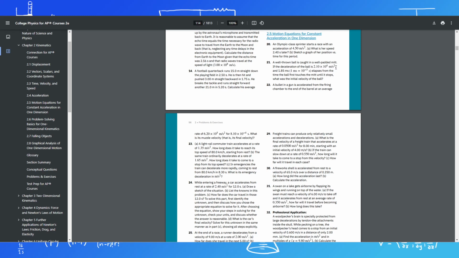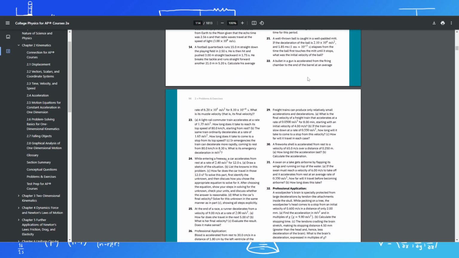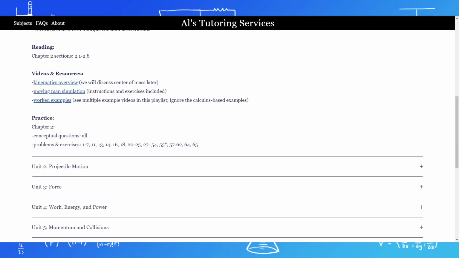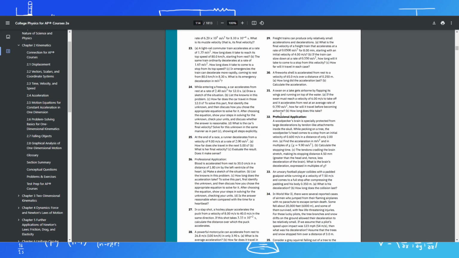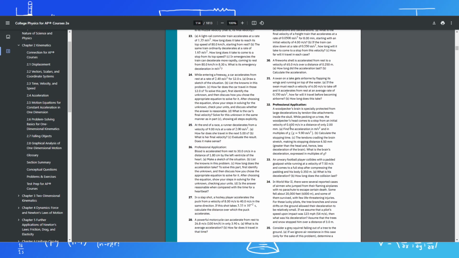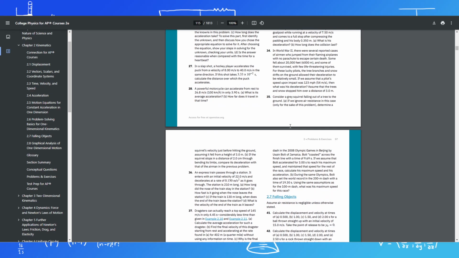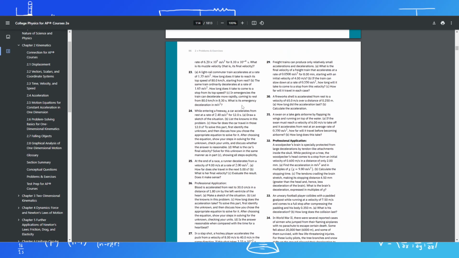A well-thrown ball is caught in a well-padded mitt. If the deceleration of the ball is that much, now we're good with that. Bullet in a gun, I don't think so. Did I star any of the problems here? I starred 55, but I think 55 is after the free fall section, so I don't want to look at that yet, since it might involve topics we haven't discussed yet.